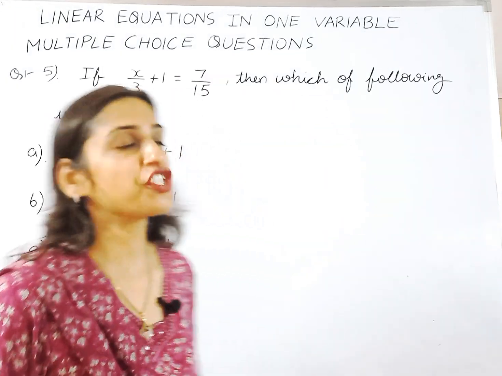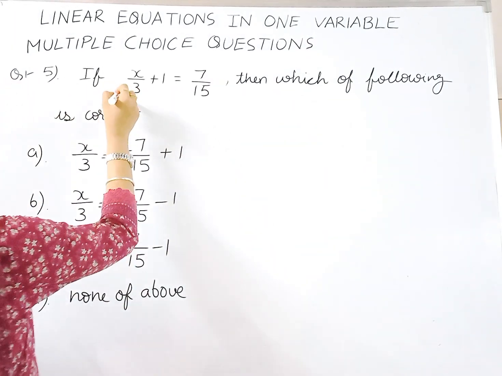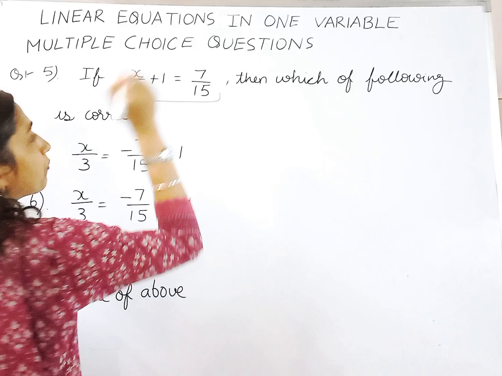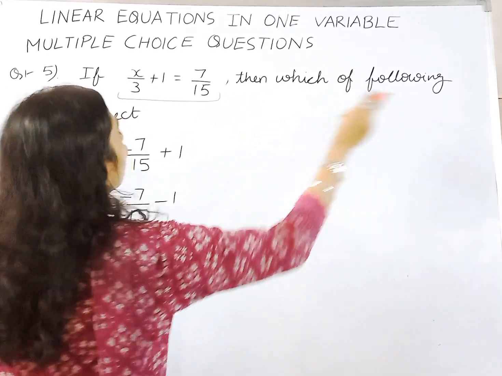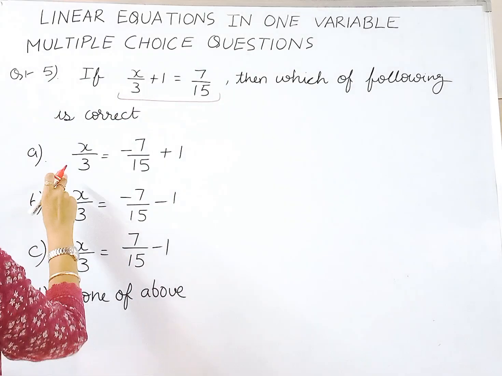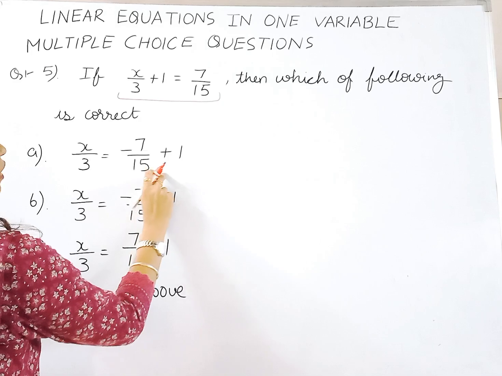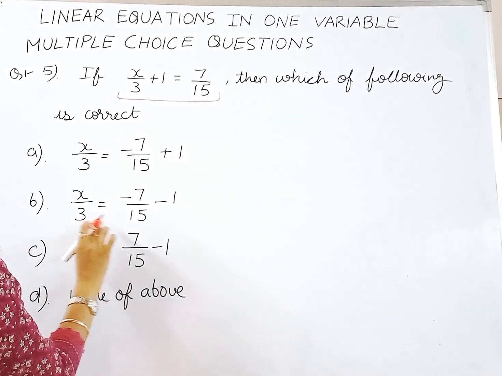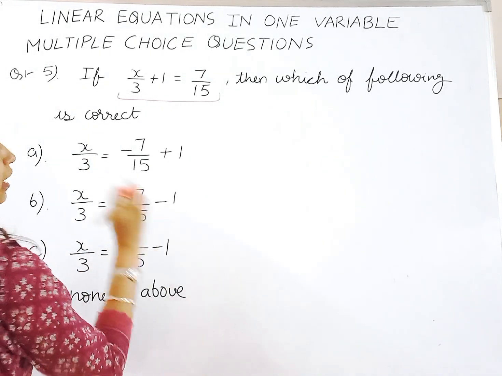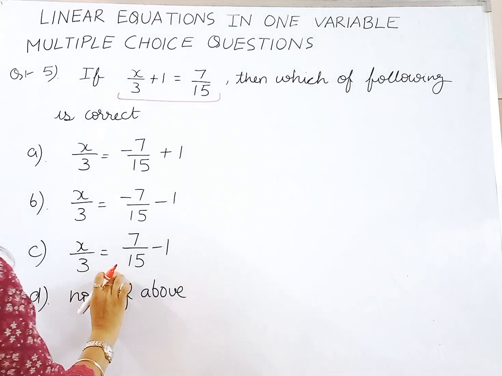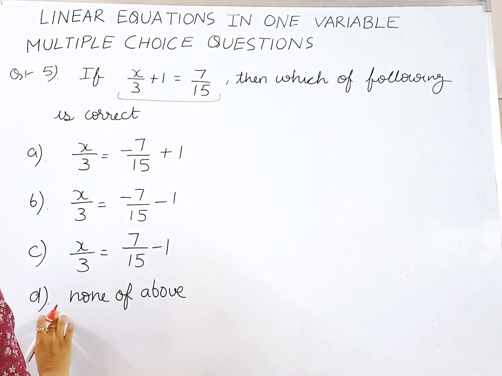The next question is: if x by 3 plus 1 is equal to 7 by 15, then which one of the following is correct? x by 3 is equal to minus 7 by 15 plus 1, x by 3 is equal to minus 7 by 15 minus 1, or x by 3 is equal to 7 by 15 minus 1, or option D is none of the above.